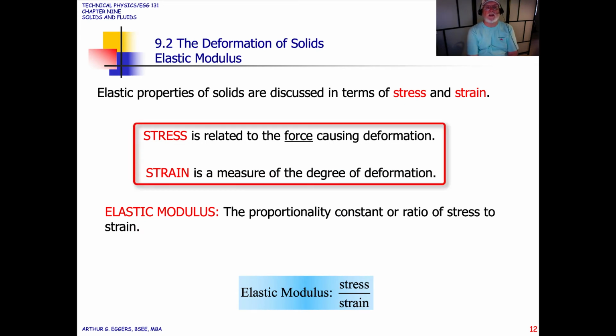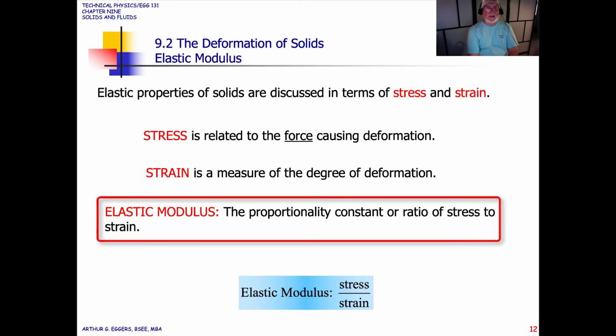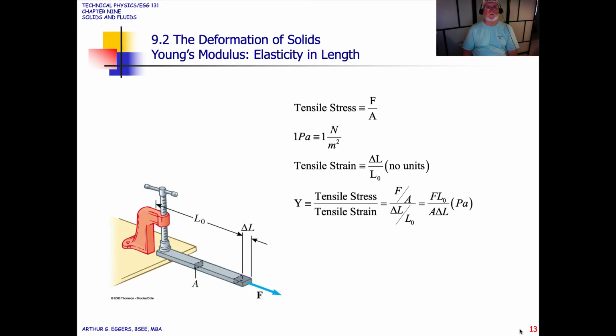Elastic properties of solids then are discussed in terms of stress and strain. Stress is related to the force causing deformation. Strain is a measure of the degree of deformation, so one leads to the other. Elastic modulus is what we call the proportionality constant of stress to strain. And there's a relationship then between stress and strain. This ratio, stress over strain, becomes the elastic modulus.